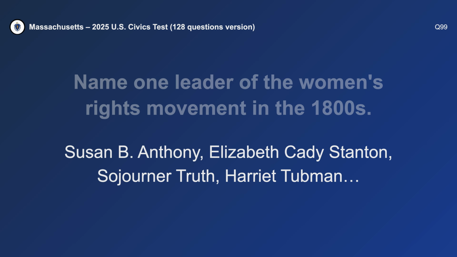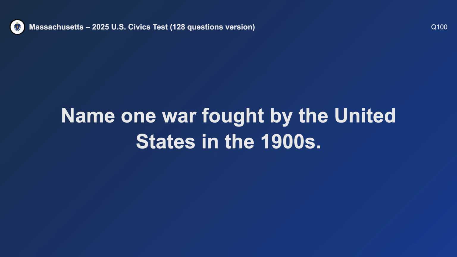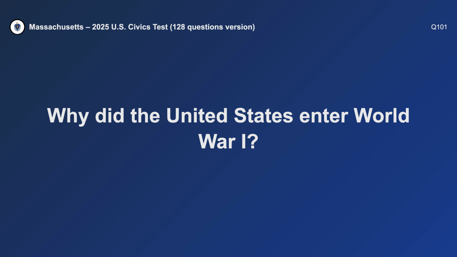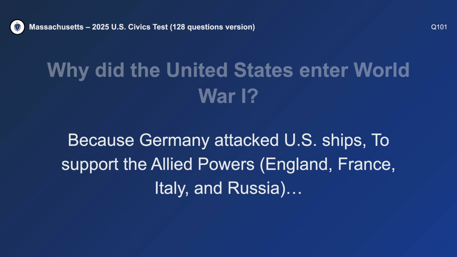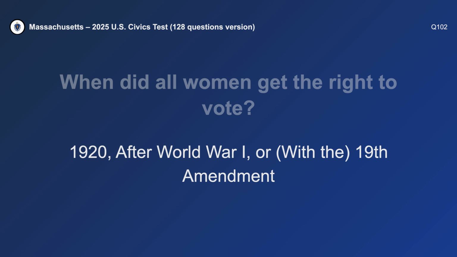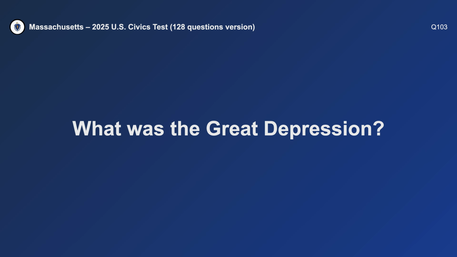Susan B. Anthony. Name one war fought by the United States in the 1900s. World War II. Why did the United States enter World War I? Because Germany attacked U.S. ships. When did all women get the right to vote? After World War I.